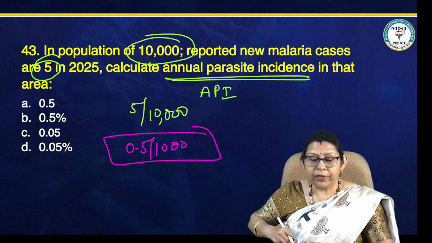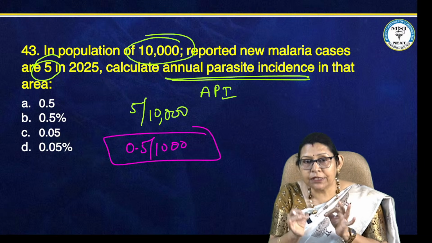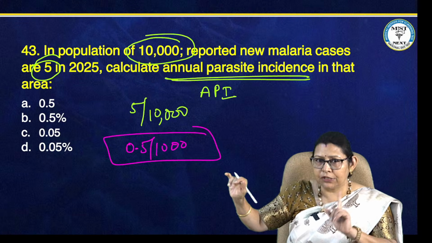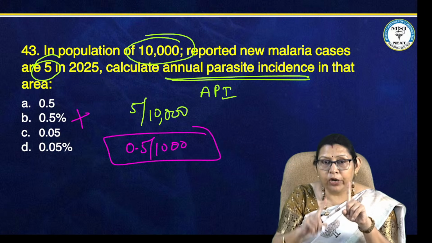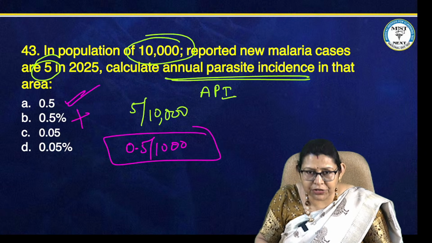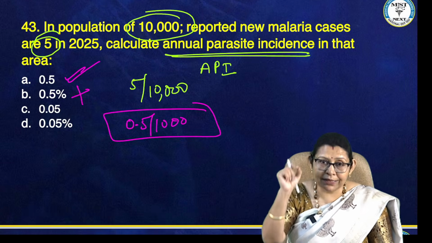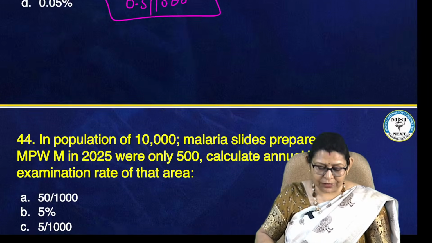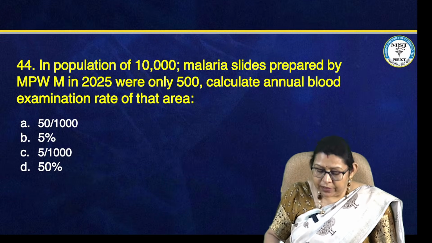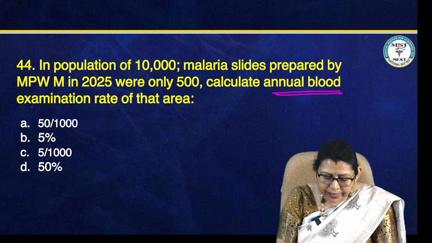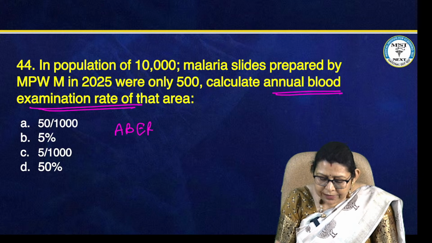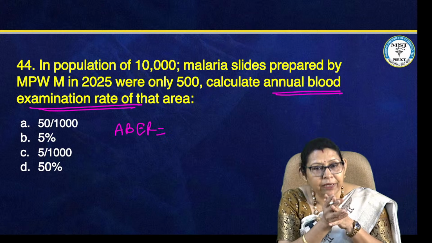यहाँ पे याद रखना कि this 0.5 is not a percentage, because here we are calculating per 1000. This is the catch: it is not 0.5 percent, it is 0.5 because it is per 1000 population. तो ये हमेशा याद रखना, whether they are asking as a percentage or as per 1000. In a population of 10,000, slides are prepared. What they are asking is the annual blood examination rate. Annual blood examination rate means the number of slides prepared per 100 population.